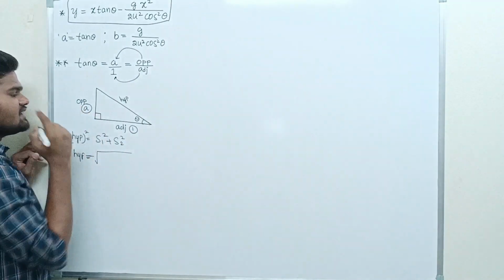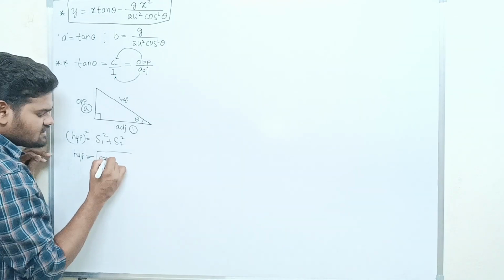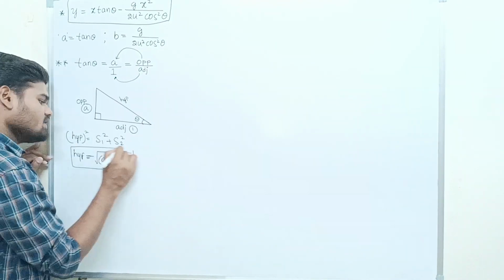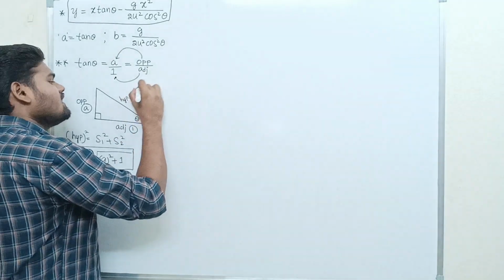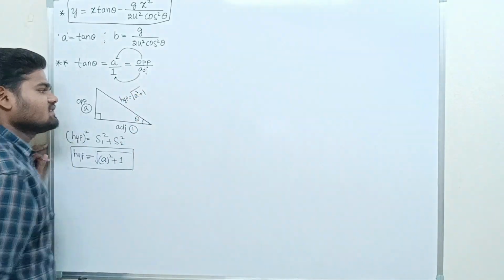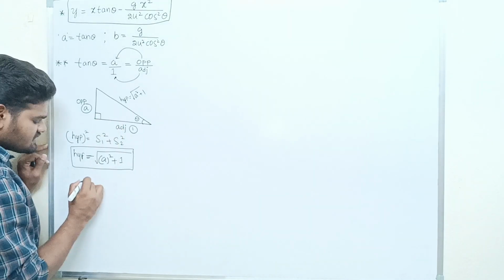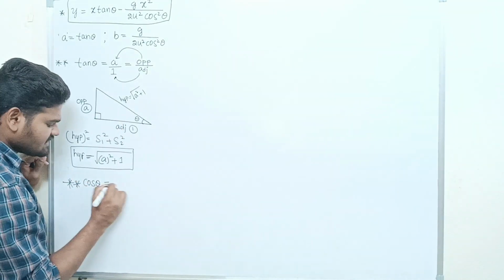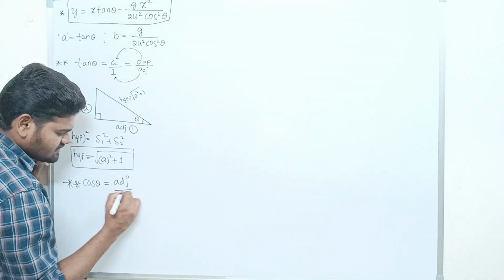1 square. What is the side 2 square? A square. So a square plus 1 square is nothing but 1. So we got the hypotenuse is equal to under root of a square plus 1. That's it. So from this we can write cos theta. What is cos theta? Cos theta is nothing but adjacent side by hypotenuse.